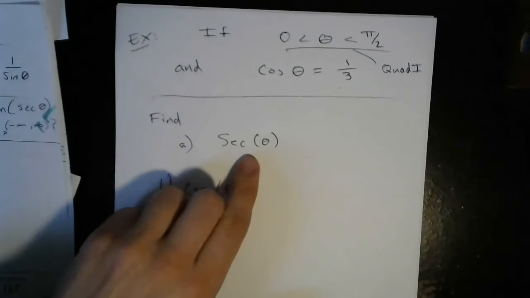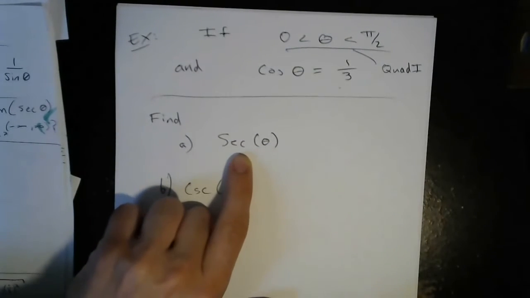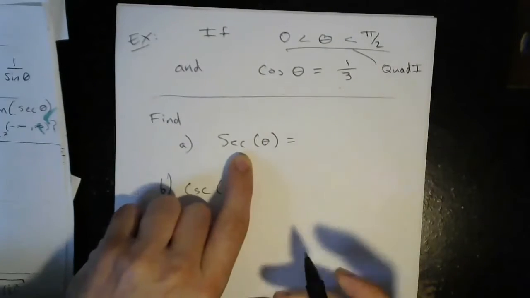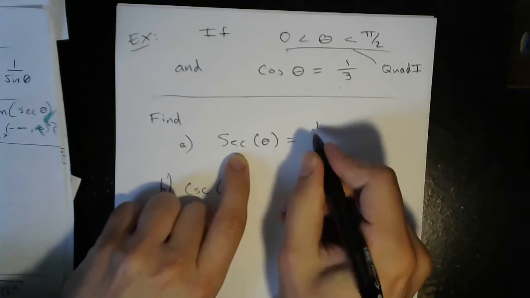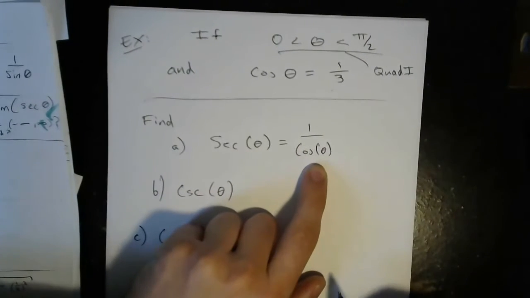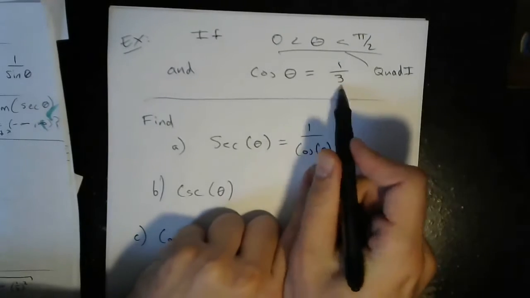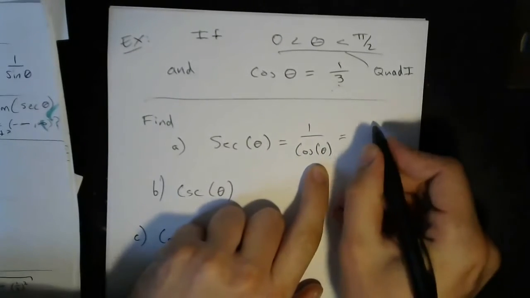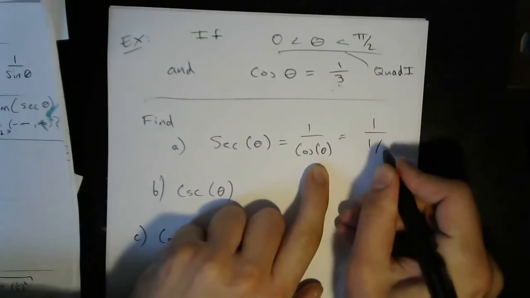Well, we can just use the definitions, right? So we know that secant theta is 1 over cosine theta, whatever cosine theta is. But then we know cosine theta. Cosine theta is 1/3. So we have 1 over 1/3.